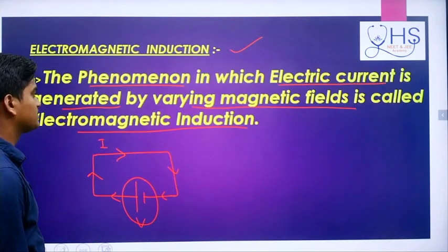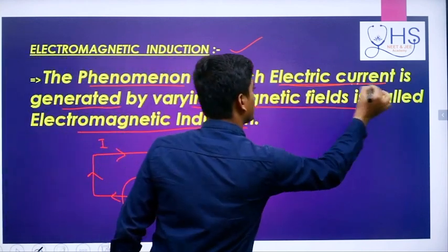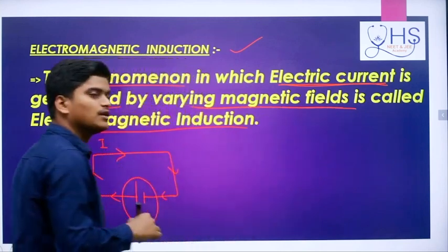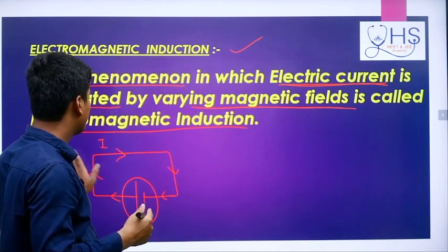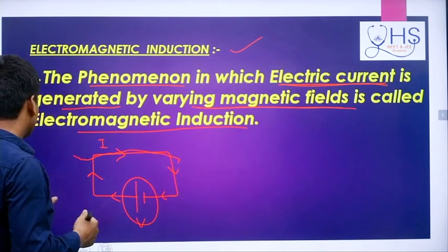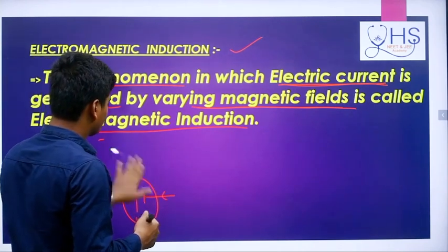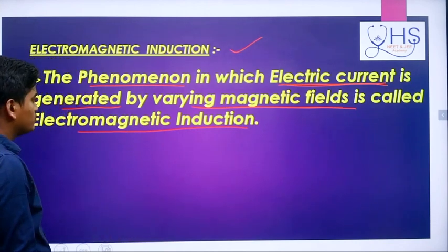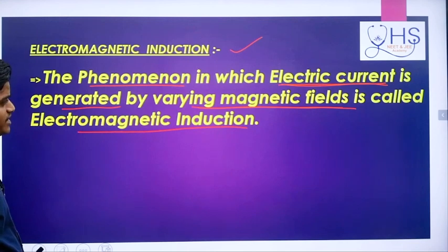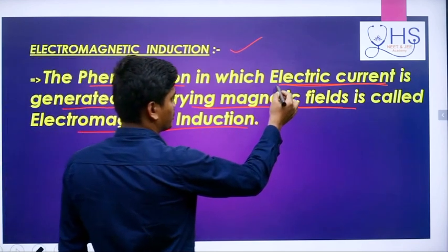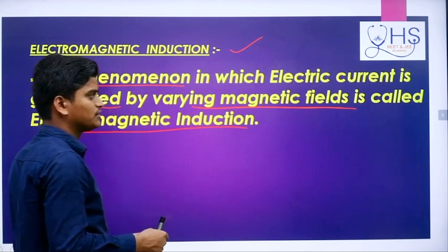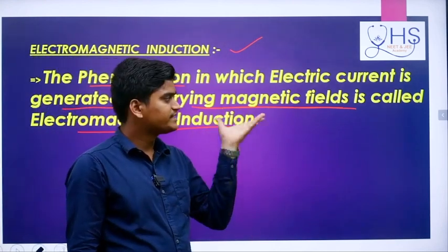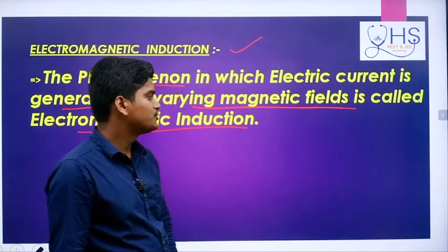That is what they are telling us here: the phenomenon in which electric current is produced by varying magnetic fields. If you vary the magnetic field near a coil, then current will be produced. Basically, an EMF, an electromotive force or potential, is also produced, which is called the induced EMF. The magnetic field we check is the magnetic flux. So by changing the magnetic flux, we produce induced EMF.